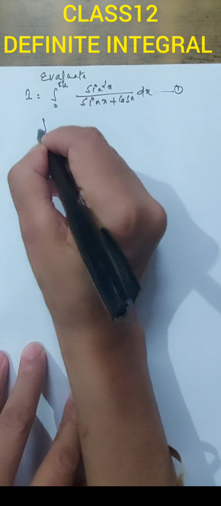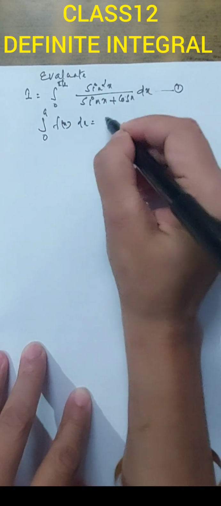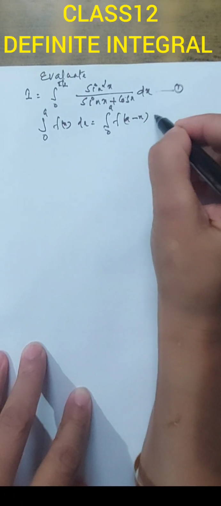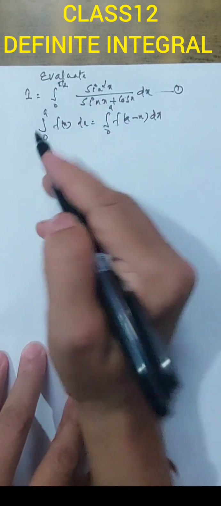Now using the property, the integral from 0 to a of f of x dx is equal to the integral from 0 to a of f of a minus x dx. Using the King's rule, we can replace x with a minus x, that is pi by 2 minus x.